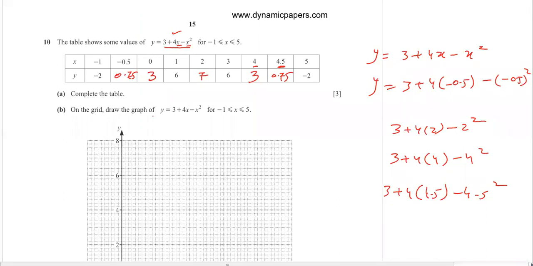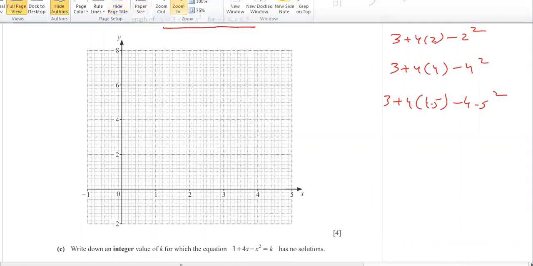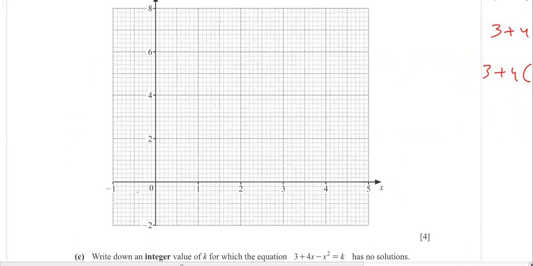The next part is to draw the graph on the grid. For the drawing of the graph, you know very well what we have to do. First we make sure we read the given scale. I will increase the size a little bit so you can easily see the scale. Between 0 and 1, 10 boxes are there. It means horizontally each box represents 0.1, because 0 to 1 has 10 boxes making 1. So one box is 1 over 10, which is 0.1.